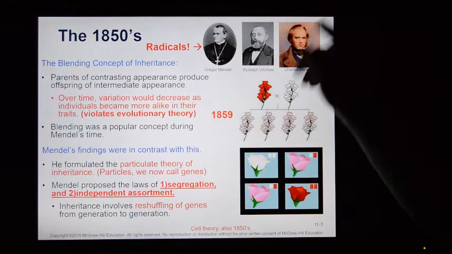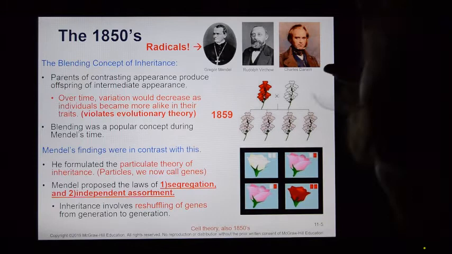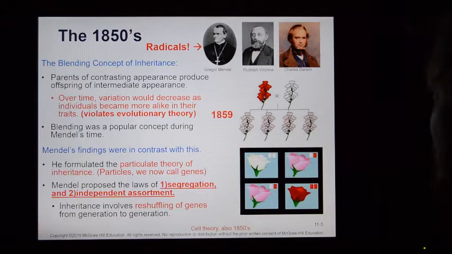Now, these are three very important people in the fields of science, all of which were doing their work at the same time. Here's Mendel, our geneticist. Here's Darwin, our evolutionary scientist. And for the life of me at the moment, I can't remember what Virchow was doing, but I believe he was formulating cell theories-based concepts. All at the same time, these radicals of science.